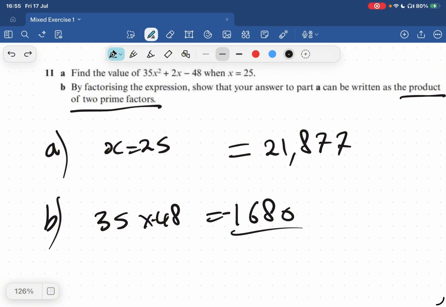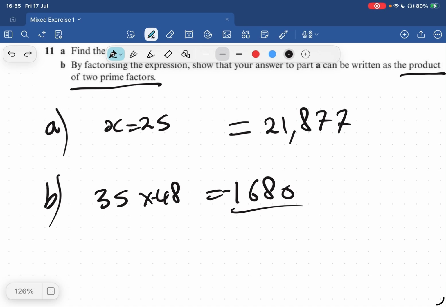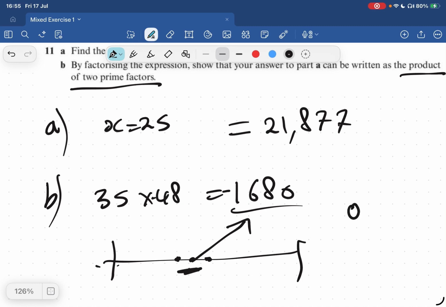We need numbers that add together to equal positive 2, so they've got to be close together. As these numbers on the number line have got to be very close together, only a difference of 2, it's almost like finding a square number. What number squares to get this? Because a square number has the smallest difference, a difference of 0 between the two. So what number squared gives us 1,680?